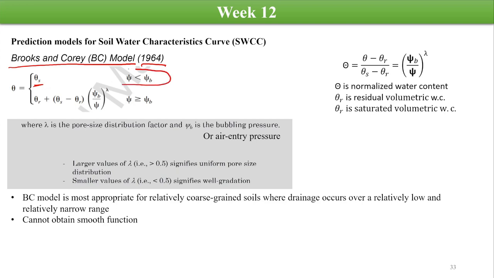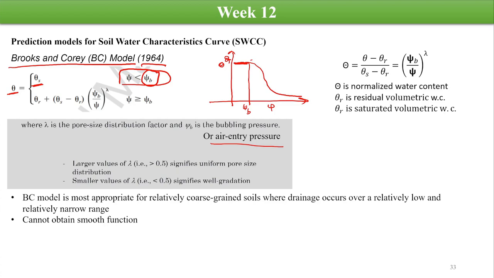So till the suction reaches this bubbling pressure point, the air entry pressure point, the theta, the volumetric water content, is defined as theta saturated. Okay, so if we plot here, then this one is theta, this one is suction. So till the bubbling point is reached, it is theta s. After that, it will follow a certain trend. Okay, this one is psi b, right? Till this point, it will be just a straight line with theta s.